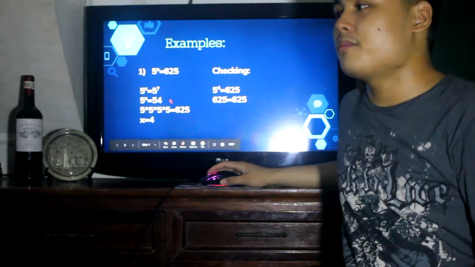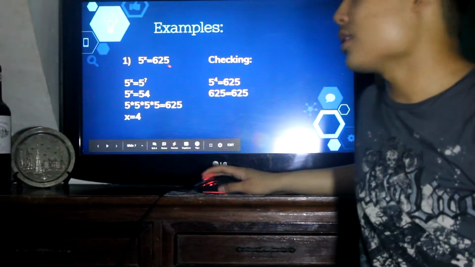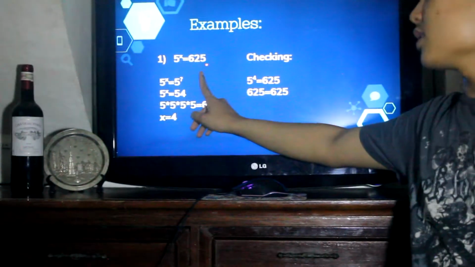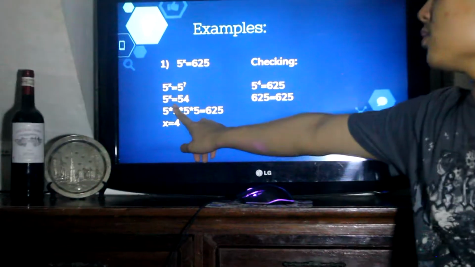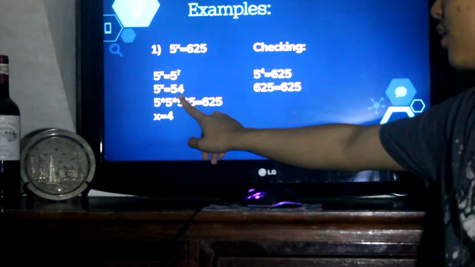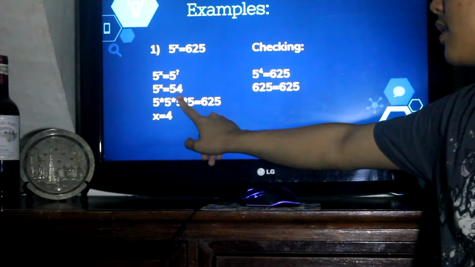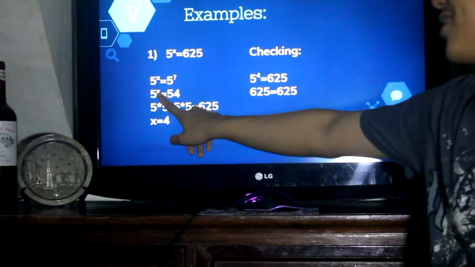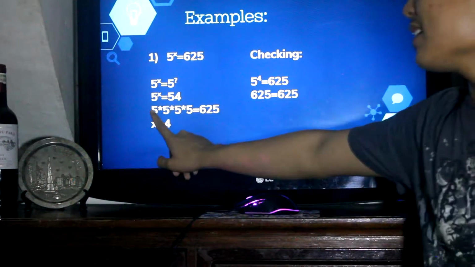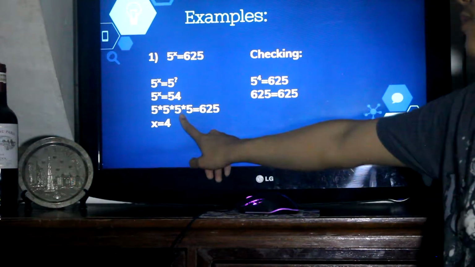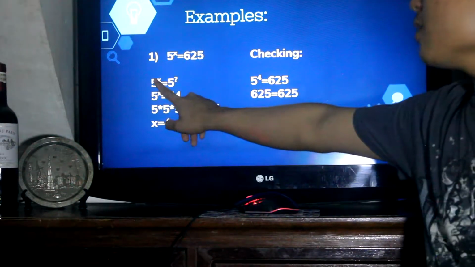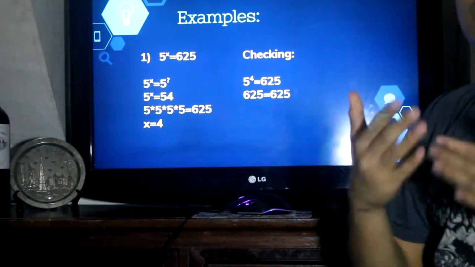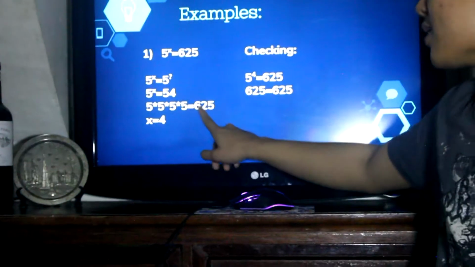Example, b raised to x is equals to 625. So, b raised to x is equals to b raised to what? So, b raised to x is equals to 5^4. Kasi 5 times 5 times 5 times 5 is equals to 625. So, kailangan mong gawin yung trial and error para makuha mo yung 625.